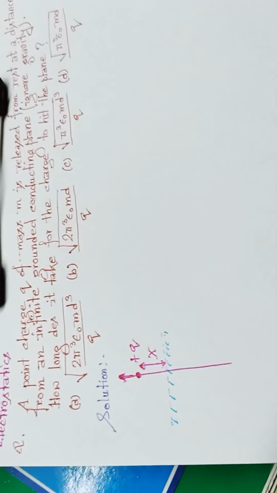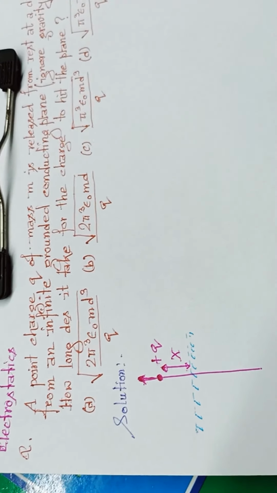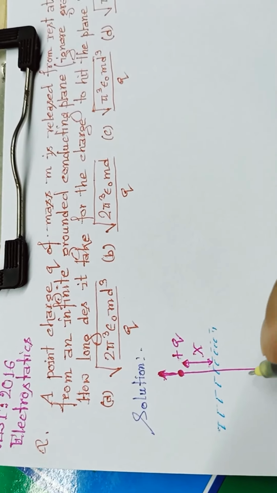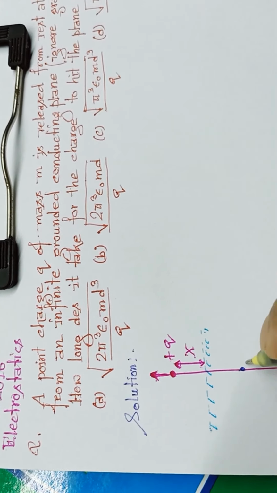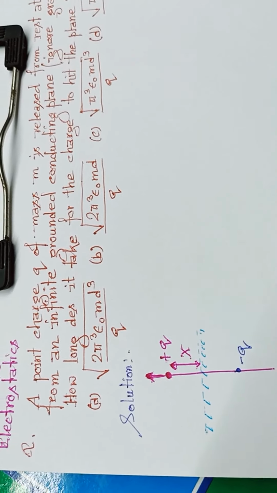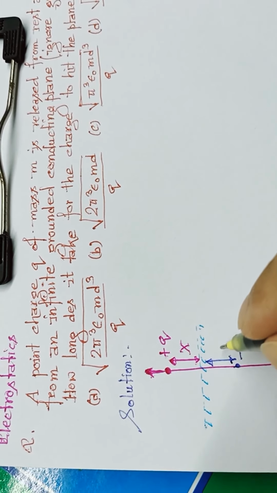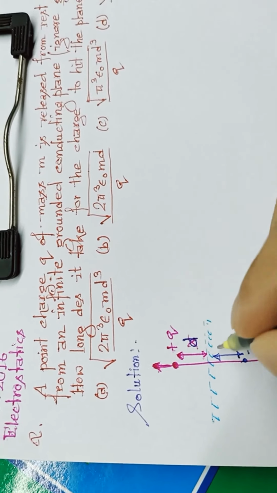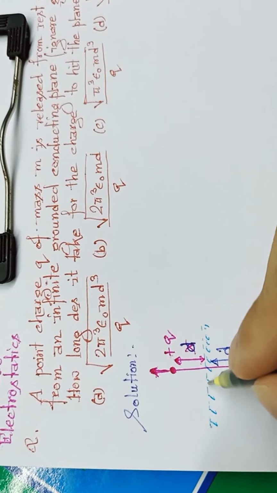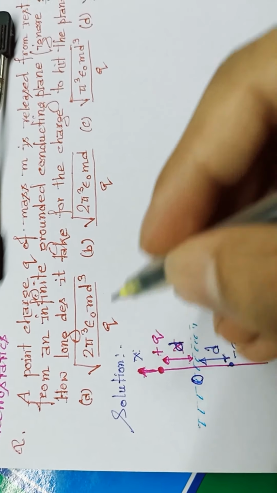Now this metallic conductor or conducting plane will act as a mirror of this charge. If it acts as a mirror of this charge, then the same and opposite charge, negative q, will appear here at the same distance. Now the magnitude of this distance is equal to d here, and let this be the origin of our coordinate system, and this distance is indicated as x.